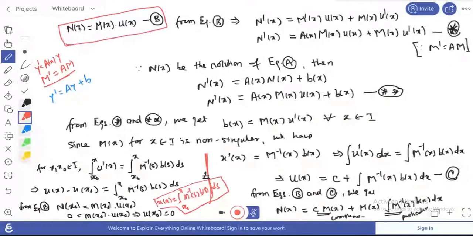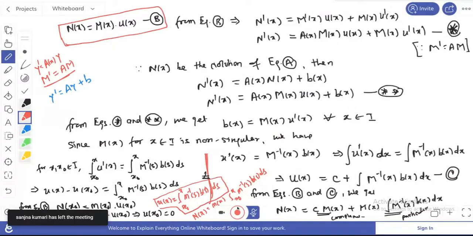So what is the solution for x(x)? If you multiply by that, x(x) is m(x) times the integral from x naught to x of m inverse(s) b(s) ds. Okay, so this is the general solution of the initial value problem.